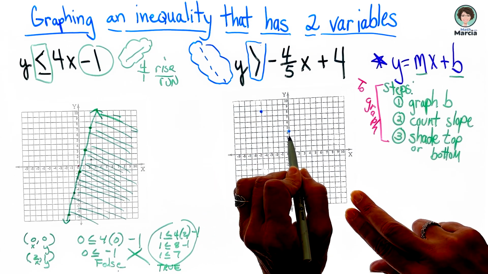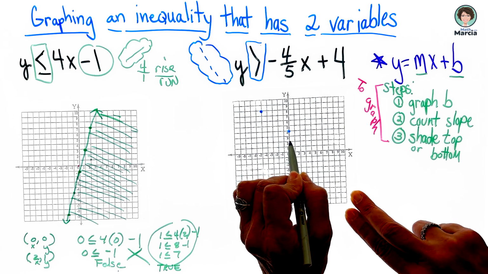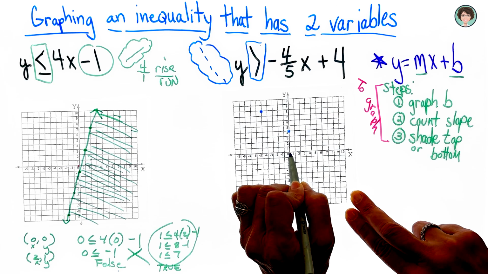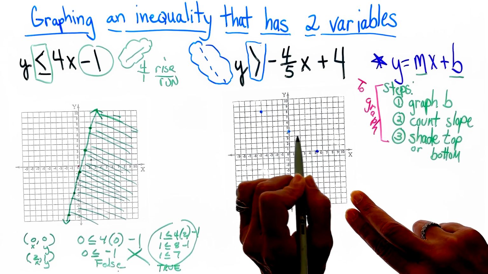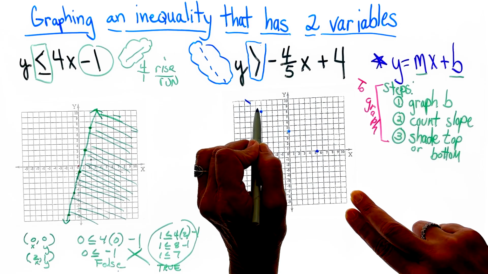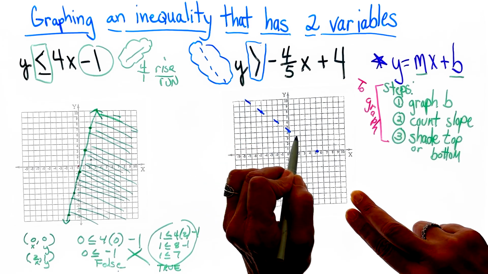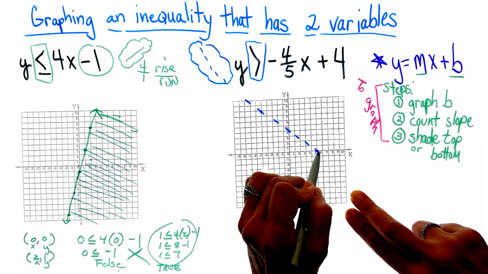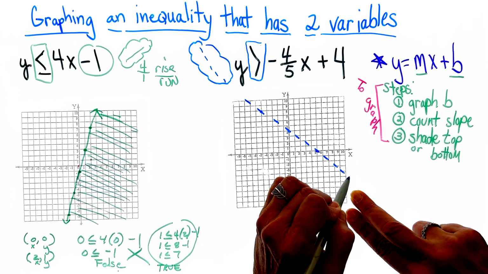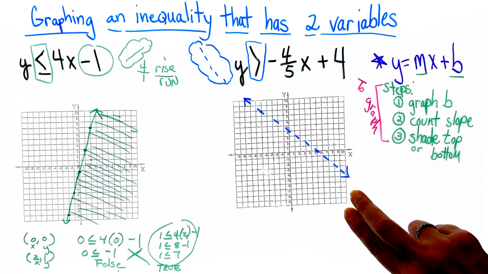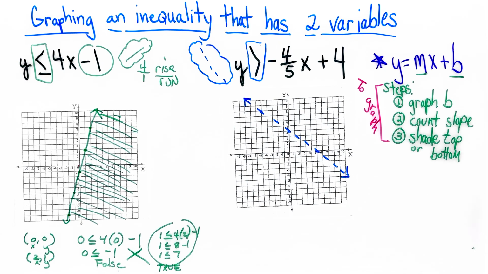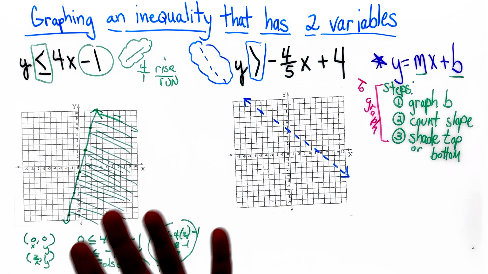So I'm going to do just one more to stay on this graph. I'm going to go down 4, 1, 2, 3, 4, and over 5. 1, 2, 3, 4, 5. As I connect these points, I am going to go ahead and make a dotted line because I do know that any ordered pair on that line is not part of the solution. So now let's try 0, 0.